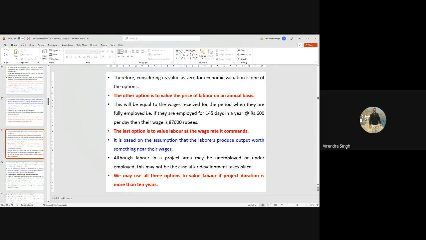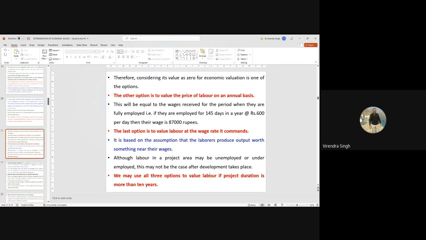The other option is to value the price of labor on an annual basis. There are a number of alternatives which can be used. One of them is using zero marginal opportunity cost, but it will not be wise actually. Another option is to value the price of labor on an annual basis.